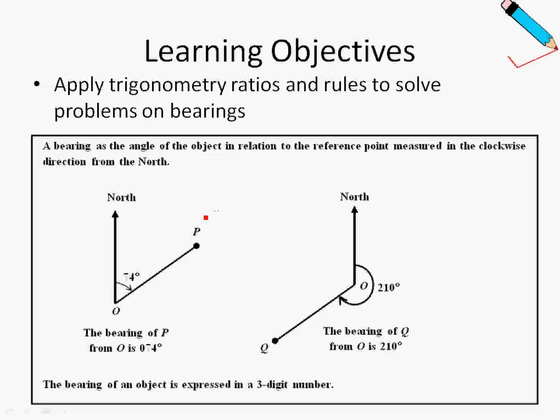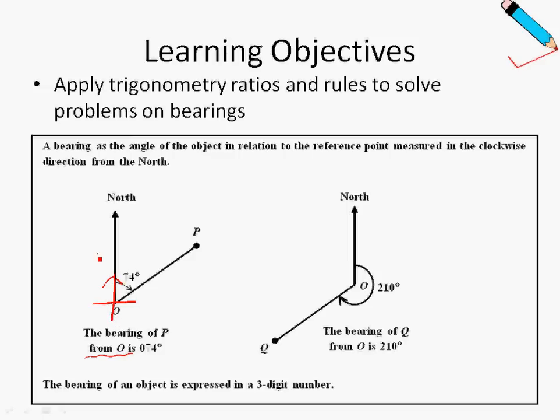Take note that a bearing of any point with respect to another point is always measured from the north. Suppose I say I want the bearing of P from O. This means that I will put my compass at the point O. How do I know that? Because it says "from O." That's the keyword. So I will put my compass here.